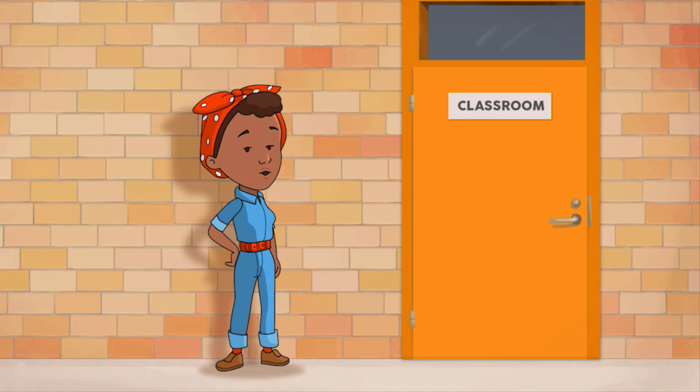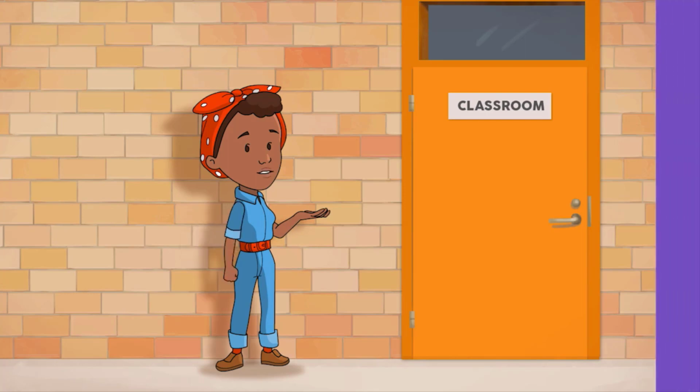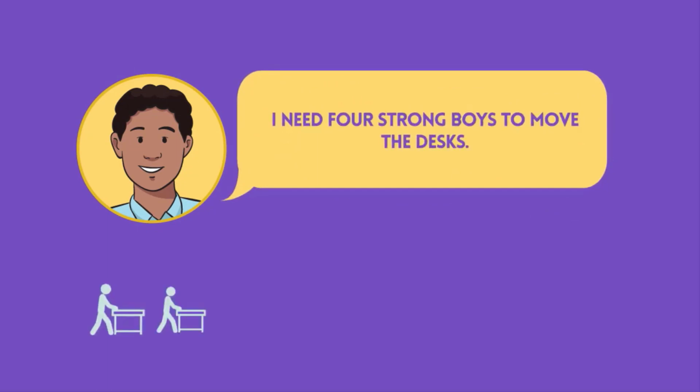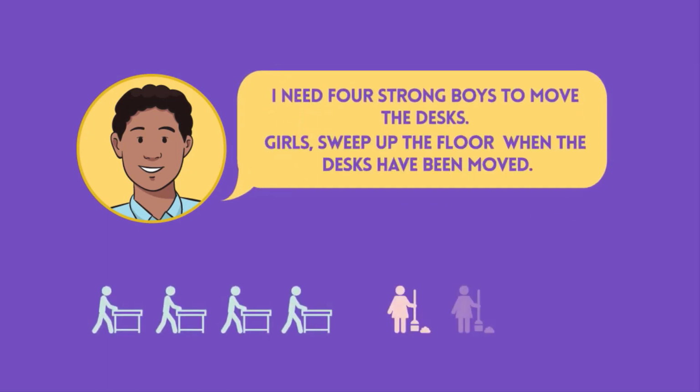She's right, you know. Come with me and let's see some of the ways in which teachers may unintentionally promote gender bias. Listen, teachers often assign tasks along gender lines. I need 4 strong boys to move the desks. Girls, sweep up the floor when the desks have been moved.